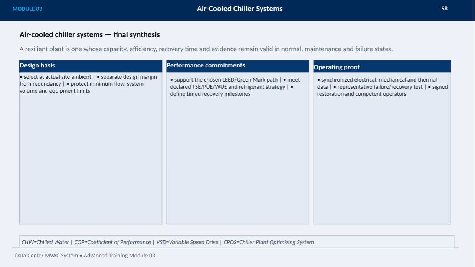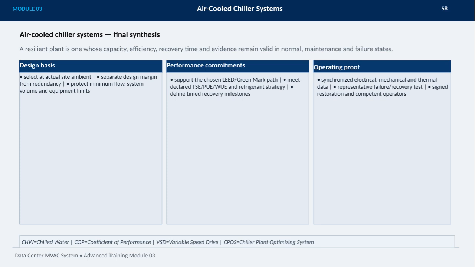Also, protecting minimum flow, system volume, and equipment limits plays a big role in system resilience. Moving to performance commitments, supporting your chosen LEED or Green Mark path is essential, along with meeting targets for TSE, PUE, WUE, and refrigerant strategy. Defining timed recovery milestones helps track your system's ability to bounce back after disruptions.